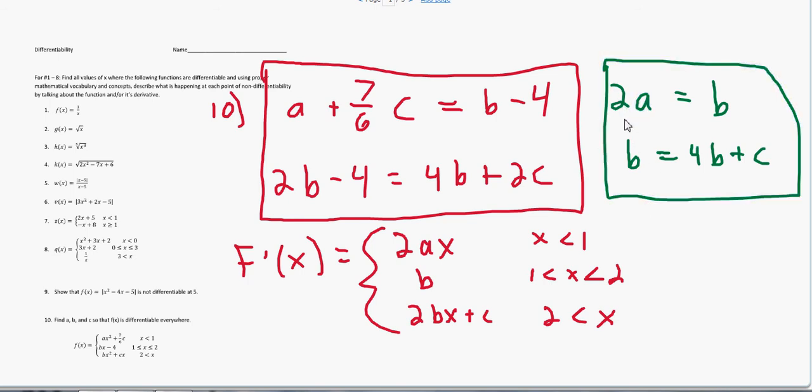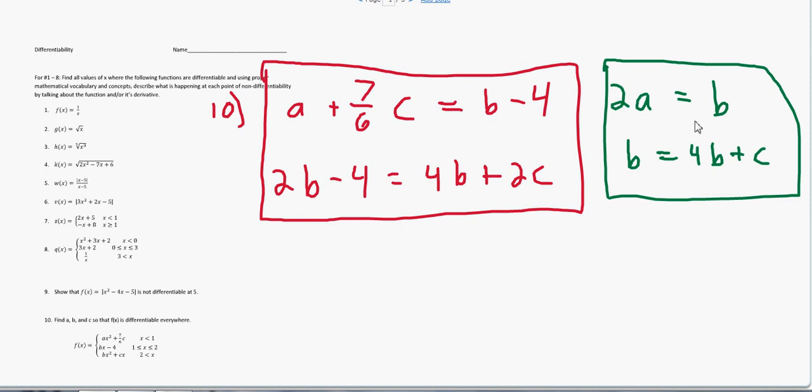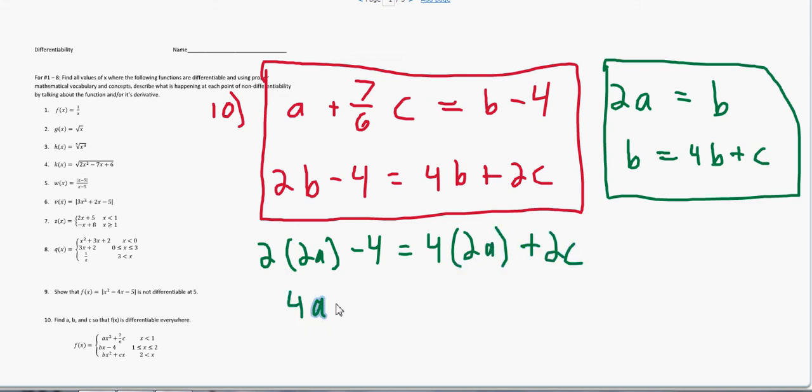So let's do this. First off, 2a is equal to b. Alright, that's fine. What that means is, let's erase this. This is just a derivative. We got our equations. We don't need it anymore. That 2b minus 4 is really going to be 2 times 2a minus 4. And that's going to equal 4 times b again, which is 2a, plus 2c. I'm just doing a little bit of substitution here. So we get 4a minus 4 is equal to 8a plus 2c, which is going to simplify down into negative 4a is equal to 4 plus 2c.